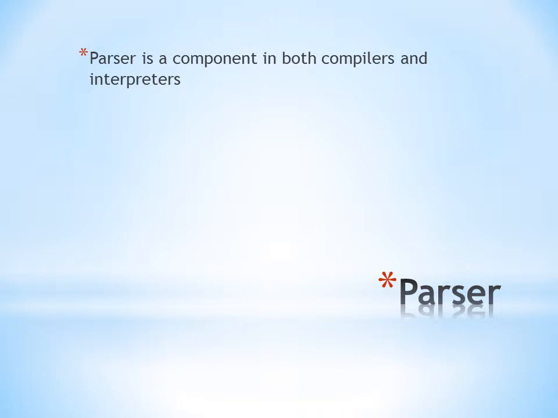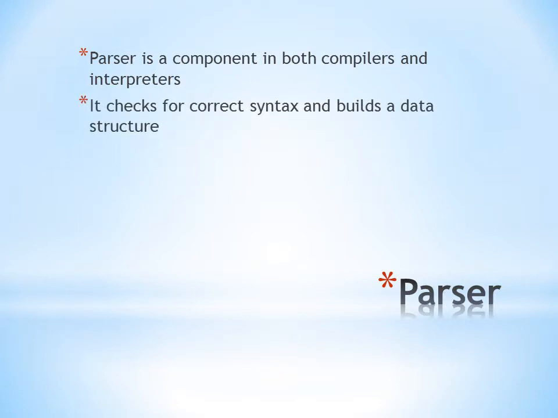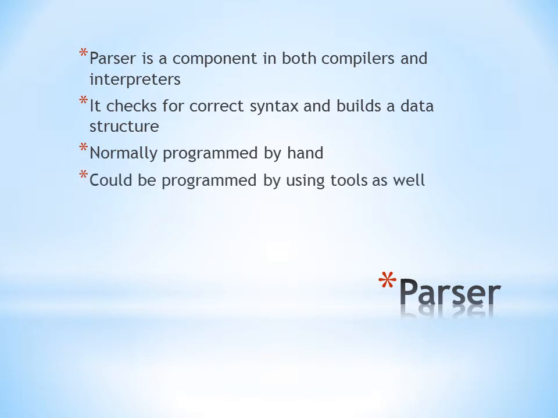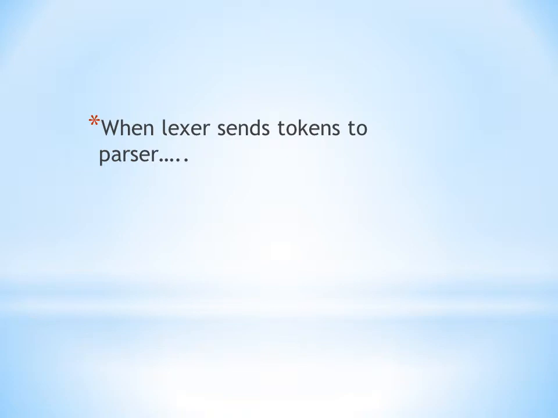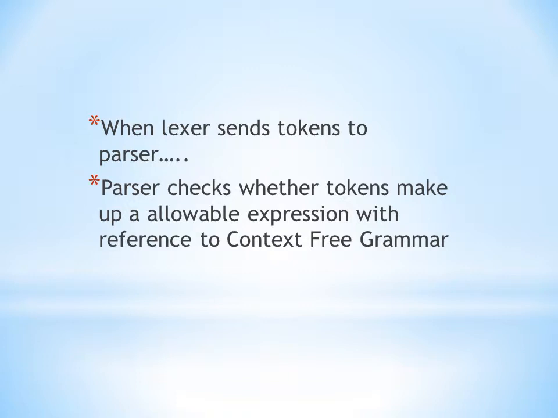A parser is a component in both compilers and interpreters. It checks for correct syntax and builds a data structure. Normally, parsers are programmed by hand. There are some third-party tools as well. When a lexer sends tokens to a parser, it checks whether the tokens make an allowable expression with reference to a context-free grammar.